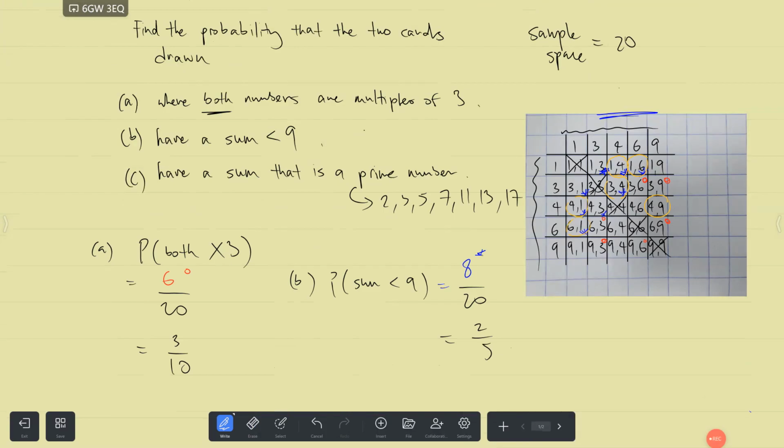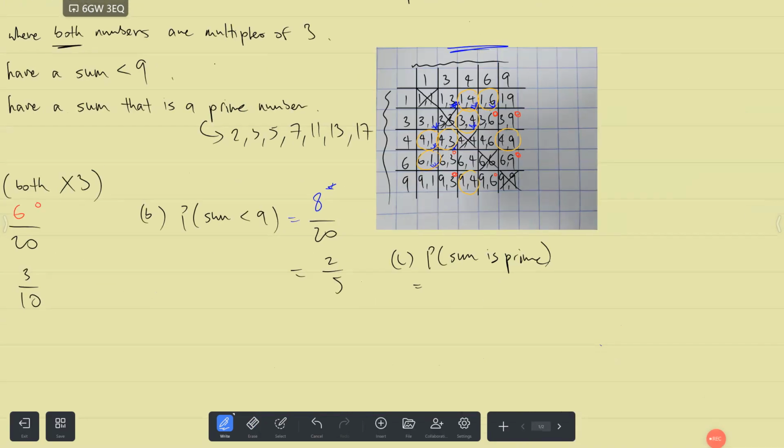1, 4 will be 4, 1. 1, 6 will be 6, 1. 3, 4 will be 4, 3. 4, 9 will be 9, 4. And realize it's the same as the first answer, 6 out of 20. So P, sum is prime, will be 6 out of 20. There's 6 big circles out of 20, and this gives you 3 out of 10. Right, that's it for possibility diagrams. Thank you.